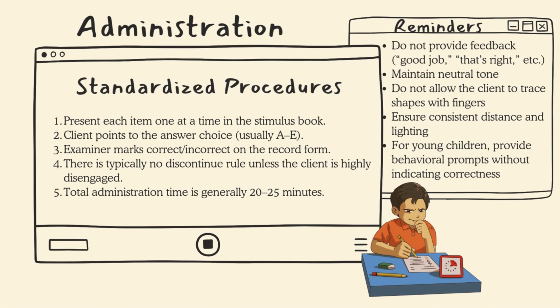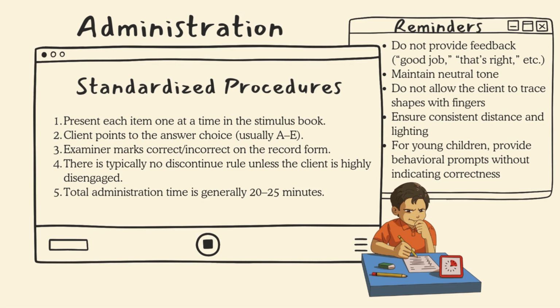Okay, so the standardized procedures, one is to present each item one at a time in the stimulus book. Client points to the correct choice, usually A through E, and the examiner marks correct or incorrect on the record form. There is typically no discontinue rule unless the client is highly disengaged, and the total administration time is generally, like I said, 20 to 25 minutes, which is so much better than how long it takes to do the DOS or the Waze. It's faster than all of those, so it's a lot easier to score than all of those as well.